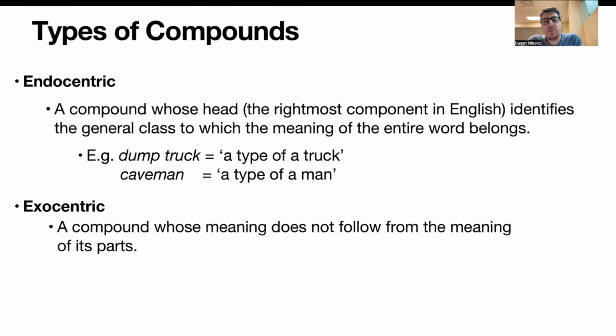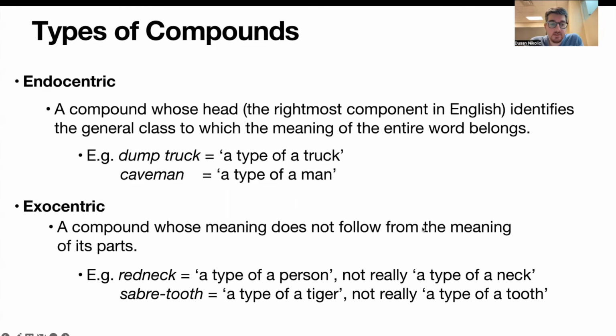In comparison, most of the compounds in English are exocentric, actually. A compound whose meaning does not follow from the meaning of its parts. For example, a redneck. It's a type of person. It's not really a type of neck. It's not literally a redneck. Saber-tooth. It's a type of tiger, not really a type of tooth, right? Yeah, and we practiced those in class.